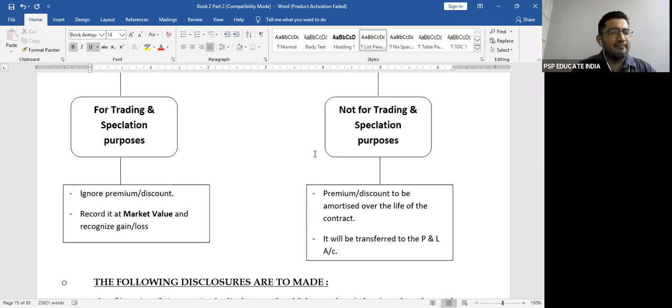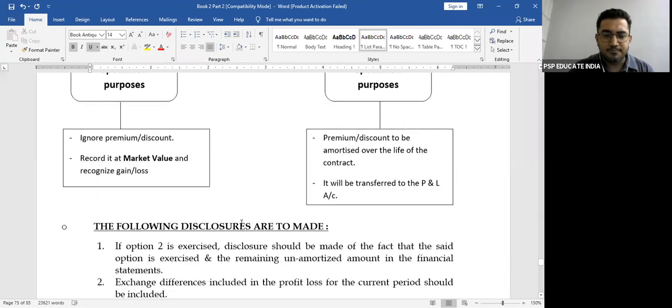Whatever you get, you will divide it कि इस साल में कितना है और आने वाले साल में कितना जाएगा. That is how you will bifurcate. However, if you do it for trading or speculation purposes, then you will straight away take the selling rate minus the purchase rate. The difference, irrespective of any financial year, will directly go to the profit and loss account.